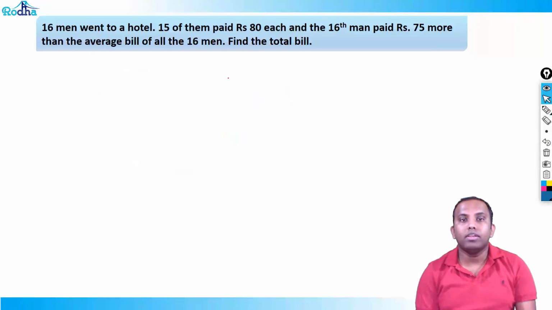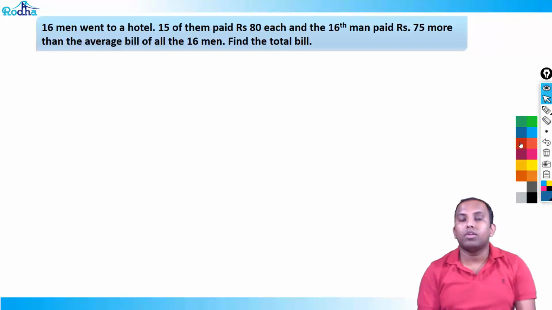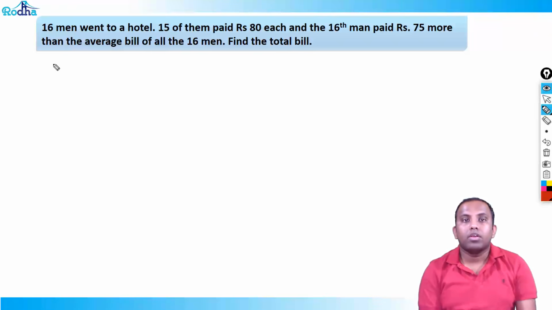16 men went to a hotel. 15 of them paid rupees 80 each, and the 16th man paid rupees 75 more than the average bill of all the 16 men. In this case, I don't know the average. We need to find the total bill. So let the average be X.